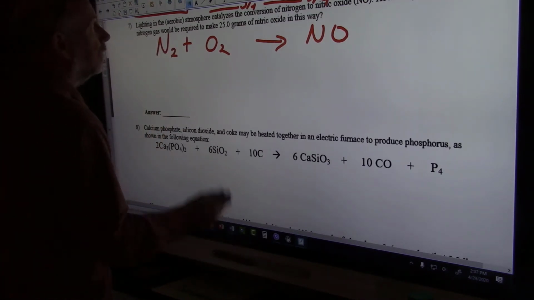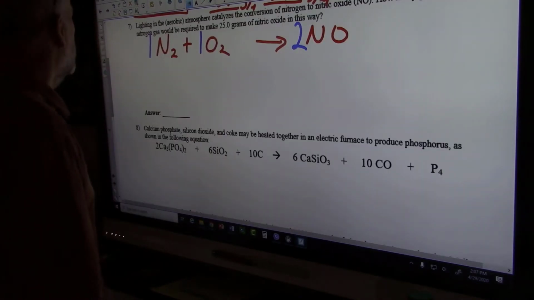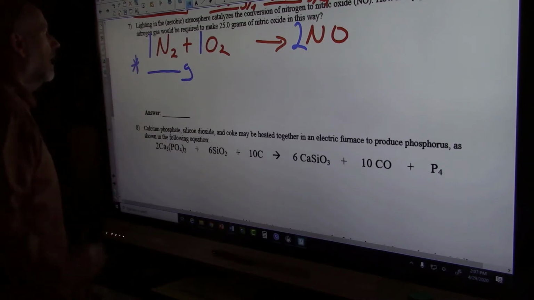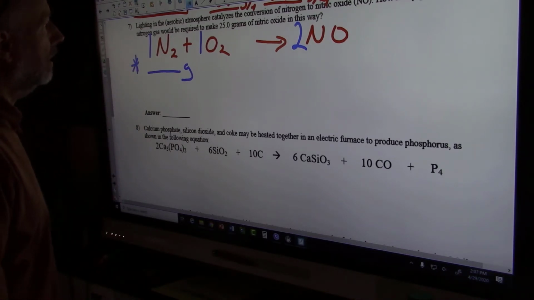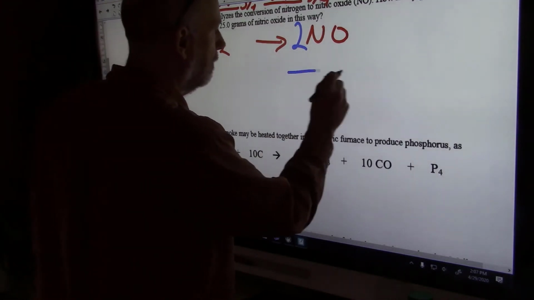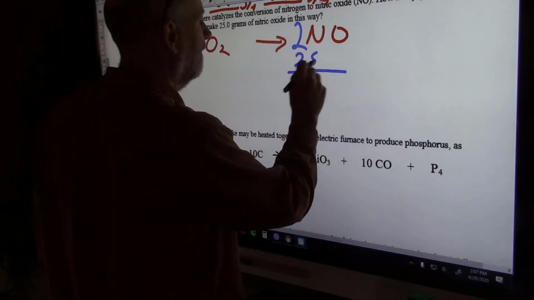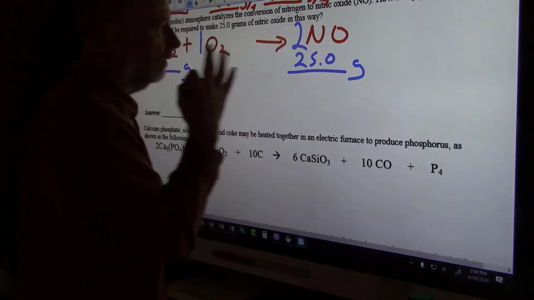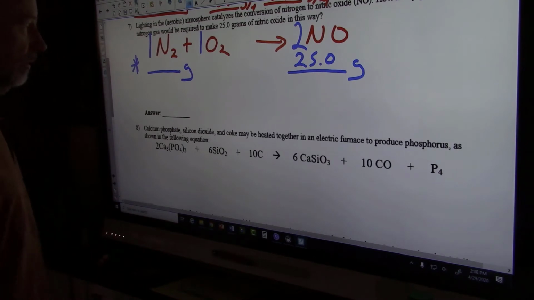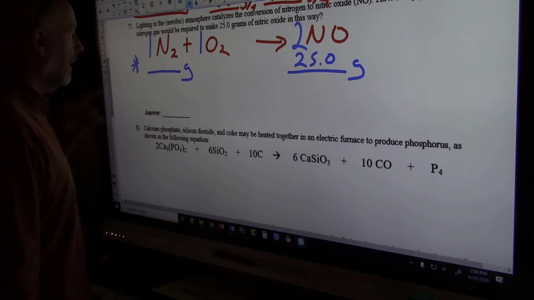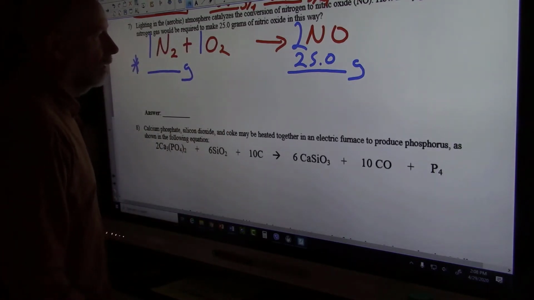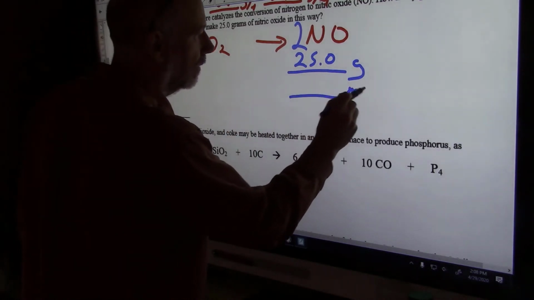Now, let's balance it. How many grams of nitrogen gas? So that's what I want for an answer. How many grams of nitrogen gas would be required to make 25 grams of nitric oxide? So for some reason, I want to make 25.0 grams, 3 sig figs, of nitric oxide. How many grams of nitrogen is required? Well, let's see, it's a 1 to 2 or a 2 to 1 ratio, depending on which direction you're thinking. So we have to figure out the moles here.